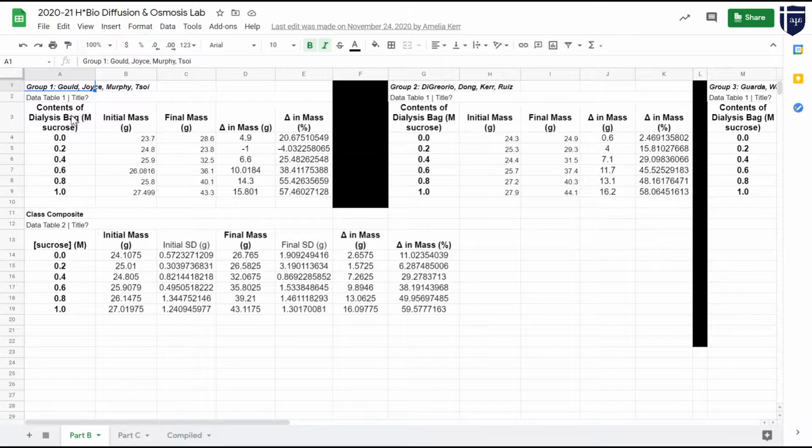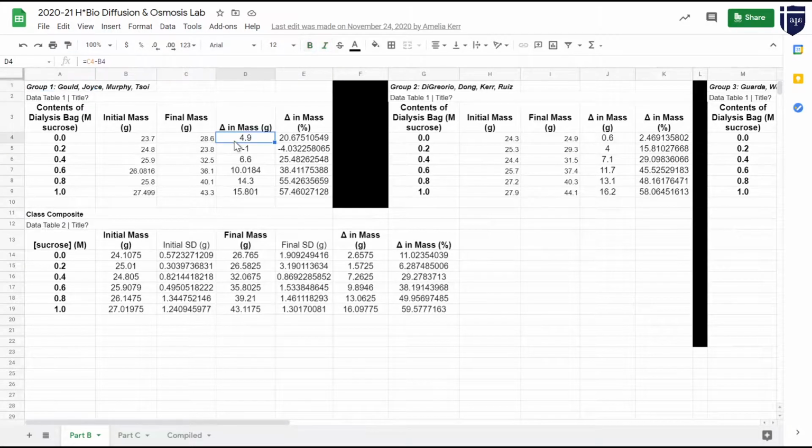Next was the label for which dialysis bag, because in Part B we were using dialysis bags, and which molar sucrose was in each dialysis bag. And that ranged from 0, the control, to 0.2 molar, 0.4 molar, 0.6, 0.8, and 1 molar sucrose in water. You took an initial mass in grams of each of the bags. Then you put them in water for a certain amount of time as dictated by the lab. Then you measured the final mass.